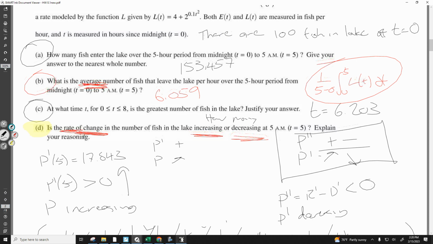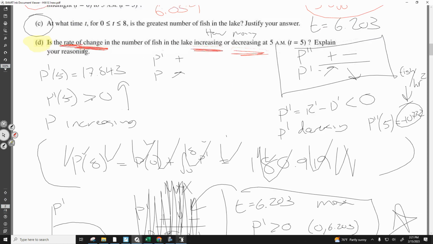P prime is decreasing, and P double prime of 5 was negative 10.722. Now, what would be its units? What would be the units of P double prime of 5? Think about acceleration being a second derivative. What's an acceleration? Miles per hour squared, meters per second squared, fish per hour squared. Okay? This is in fish per hour squared. All right, cool.